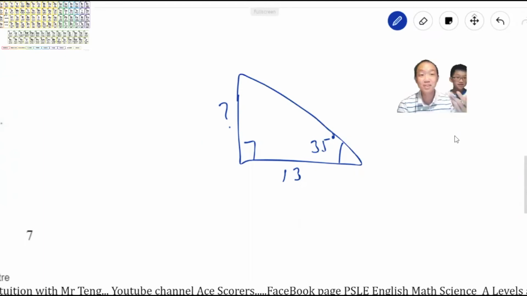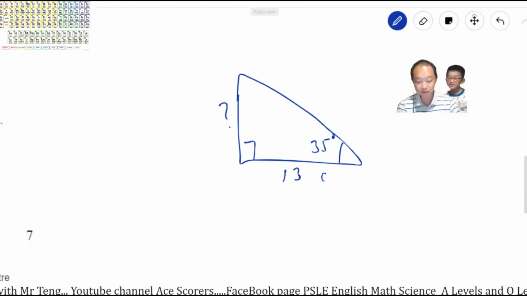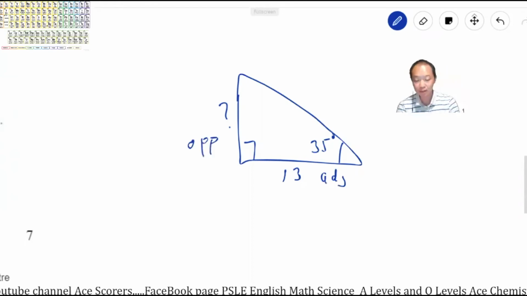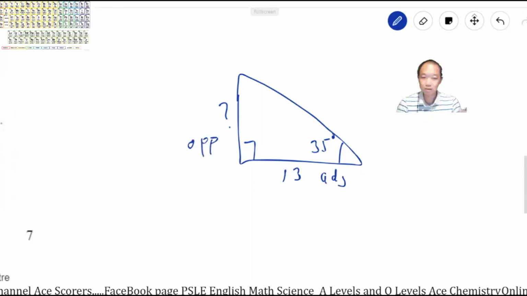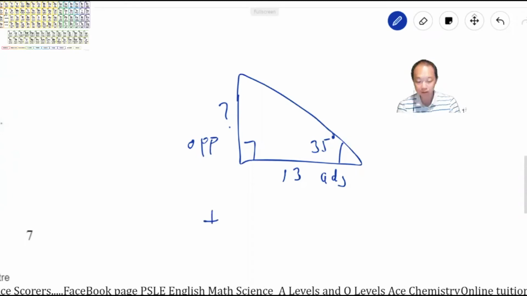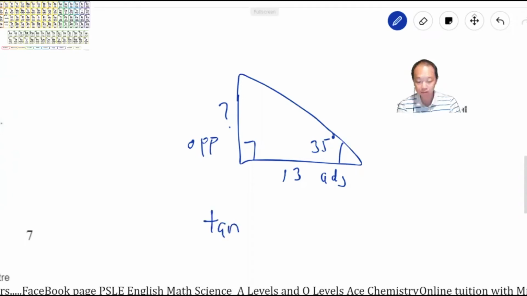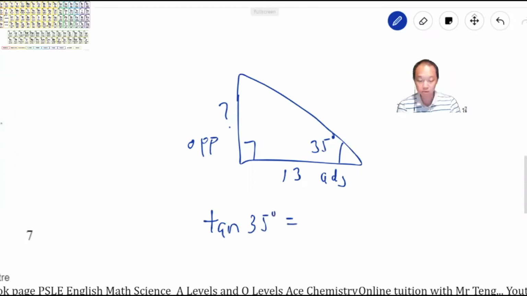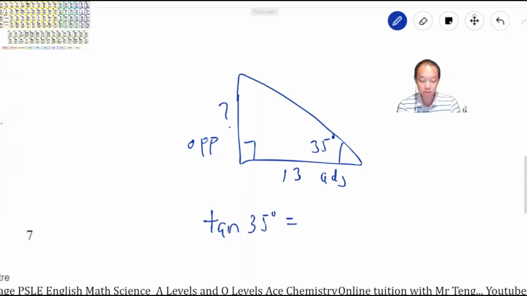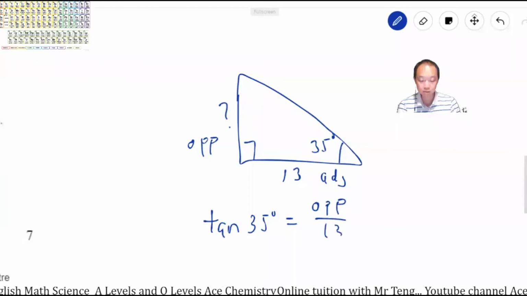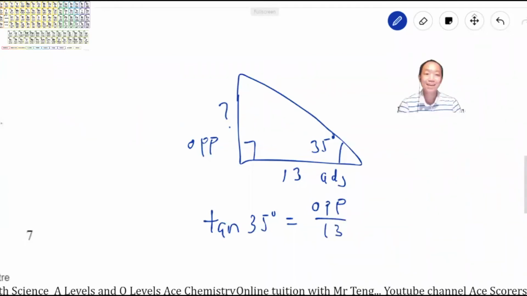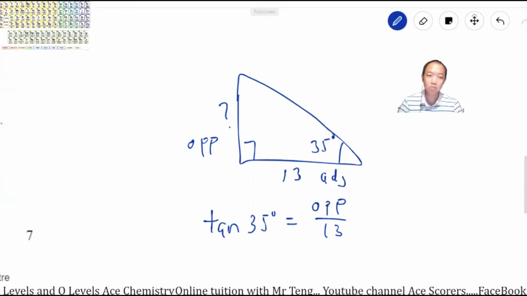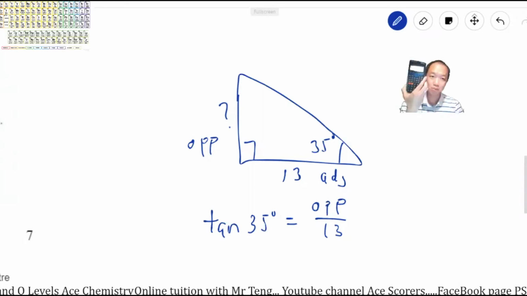What is the height? So which book do you refer to in this case? Tangent, right? How do you know? Because this is adjacent and this is opposite. So you must open the correct book, right? So in this case, we gotta use tangent. So tangent 35 equals opposite divided by 13. Correct? Then you take out the tangent book.